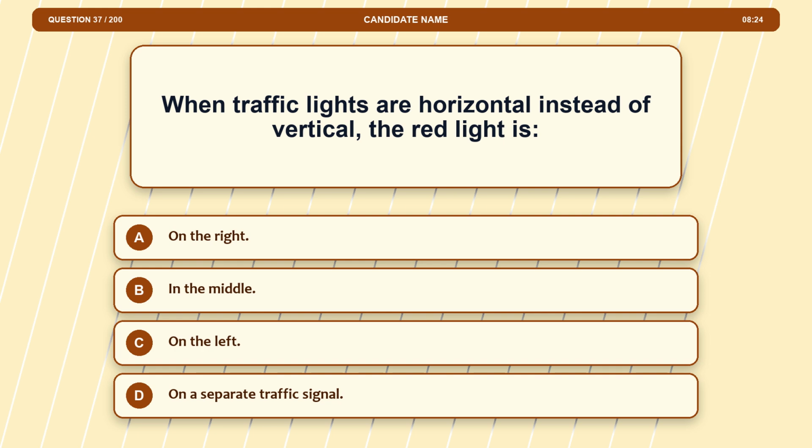When traffic lights are horizontal instead of vertical, the red light is: Option A, on the right. Option B, in the middle. Option C, on the left. Option D, on a separate traffic signal.